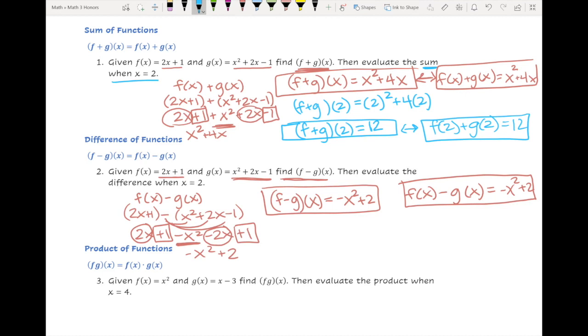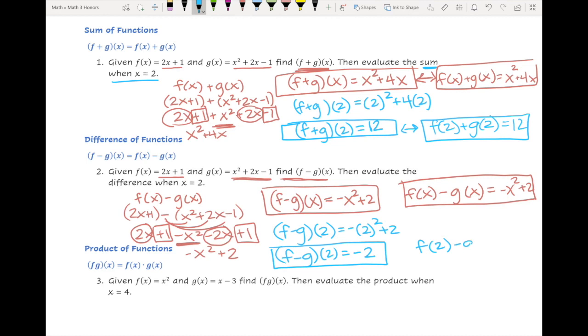We are now going to evaluate the difference when x equals 2. So again, I'm going to take my difference, my subtraction that we already found. We subtracted the two functions, but x is now a 2. I have negative 2 squared plus 2. This means that I have a negative 4 plus 2, so negative 2. And yet again, there's another way to say the same thing.